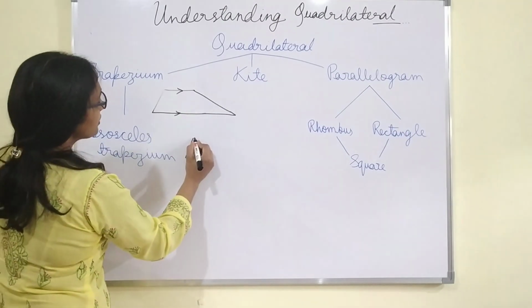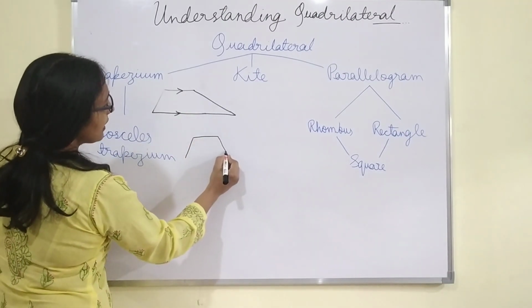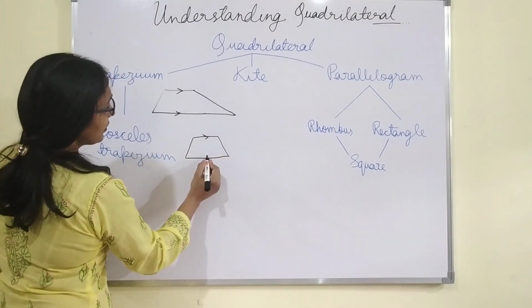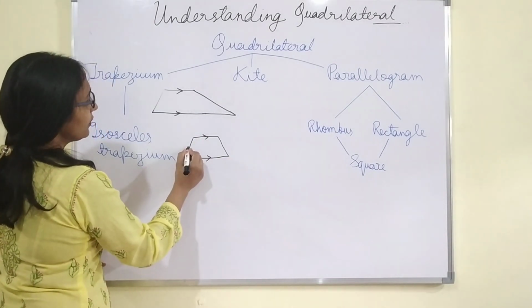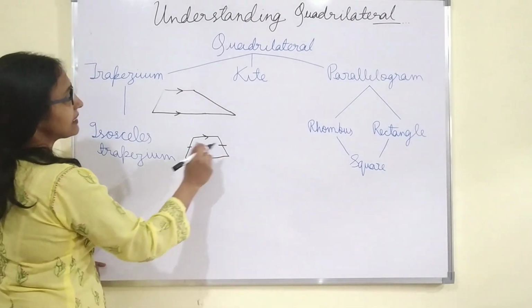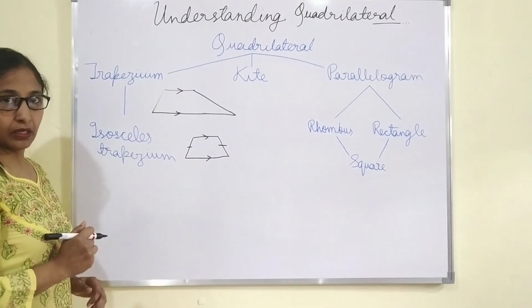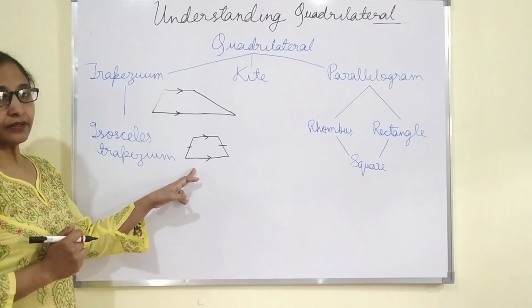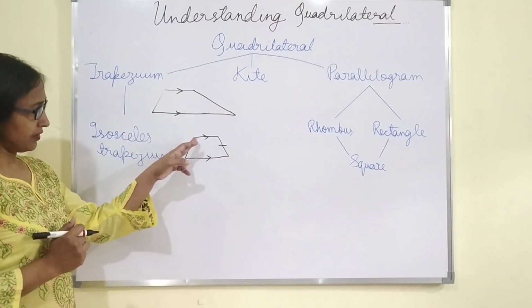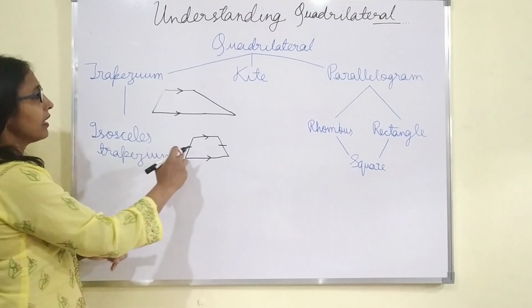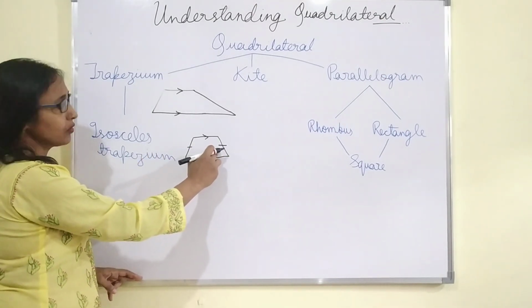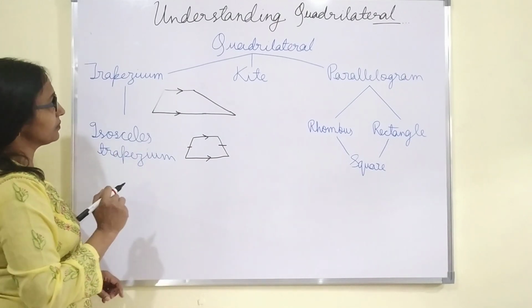So what is an isosceles trapezium? In an isosceles trapezium, one pair of sides is parallel and the non-parallel sides are equal. Okay, so this is an isosceles trapezium. One pair of sides is parallel and the two non-parallel sides are equal. Okay, so it is an isosceles trapezium.